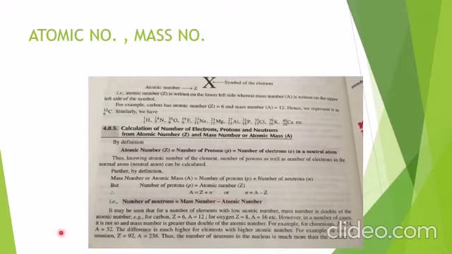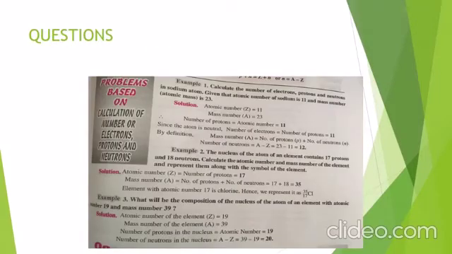Okay. The difference is much higher for elements with high atomic number. For example, in the case of uranium, atomic number is 92 and mass number is 238. Thus, the number of neutrons in the nucleus is much more than the number of electrons and protons. Okay. Now, we will do a few questions.